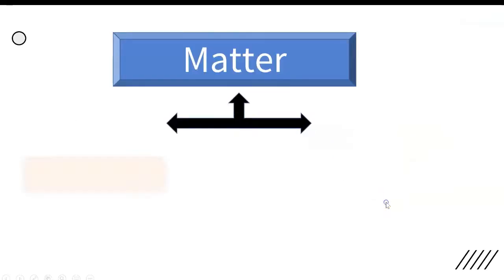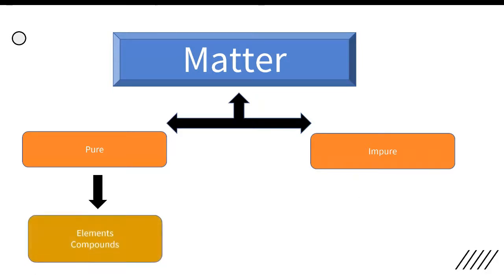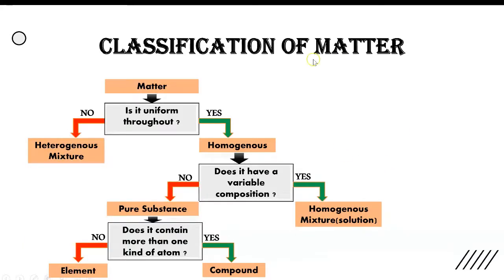Now matter classification can also be based on whether it is pure or impure. Whenever you are thinking of a pure state of matter, it is composed of either elements or compounds, okay? And whenever it is impure, you can guess now, it is a mixture. And mixtures again can be categorized into homogeneous or heterogeneous and so on. So this is the basic mind map. Whenever you see matter, you have to ask yourself, I've tried to draw this mind map for you, whether it is homogeneous or heterogeneous.